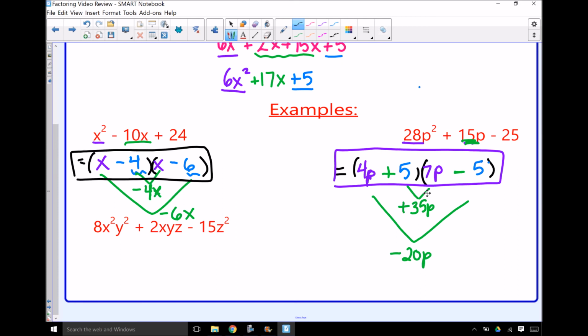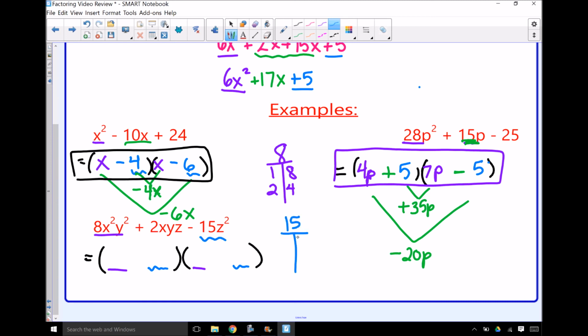Even though there's a lot of different variables in this example, it's exactly the same process. So we know that when we factor it right here, the first term in each set of brackets will multiply together to give us 8x squared y squared. So I'm going to look for factors of 8. Okay, so some factors of 8, that's nice and easy, just 1 and 8 and 2 and 4. Okay, and then we also know that the last term in each bracket will multiply together to give me negative 15z squared, right? So some factors of 15 are also nice and easy. There aren't too many of them, so we can try 1 and 15, and we can try 3 and 5.